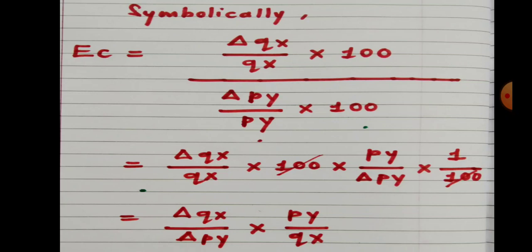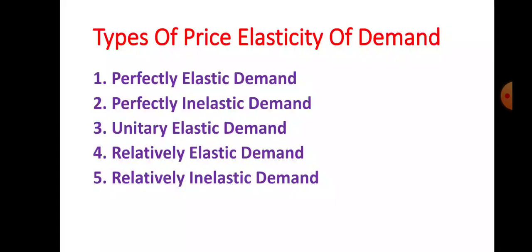So what is the next step? EC is equal to delta QX upon QX into 100 into PY upon delta PY into 1 upon 100. So 100 get cancelled. Then what remains here? EC is equal to delta QX upon delta PY into PY upon QX. That is cross elasticity of demand.